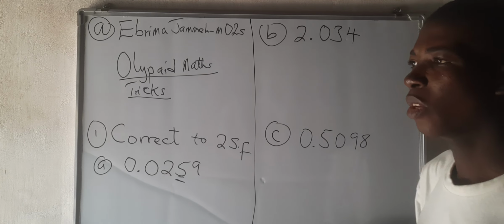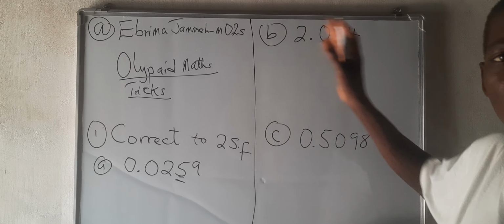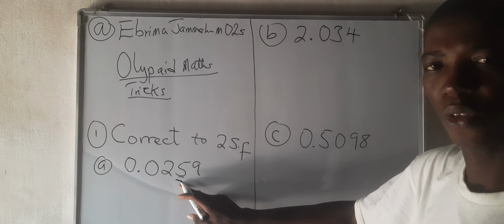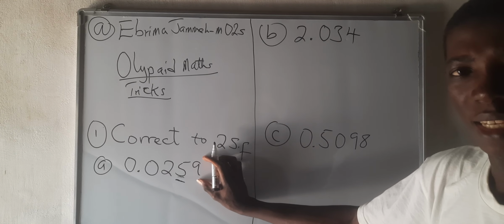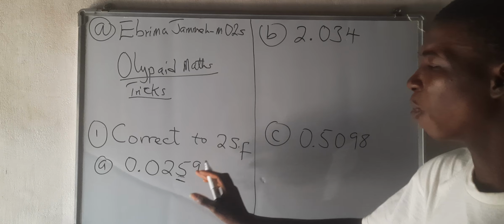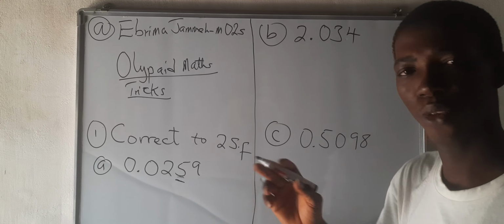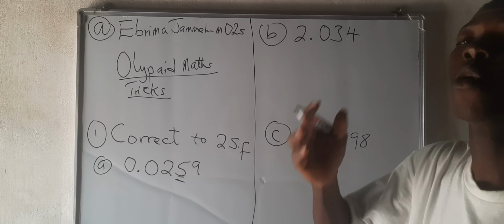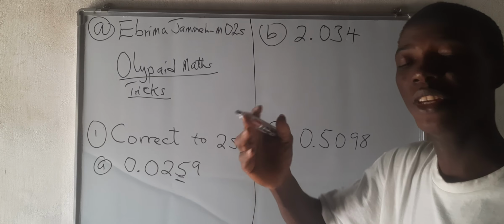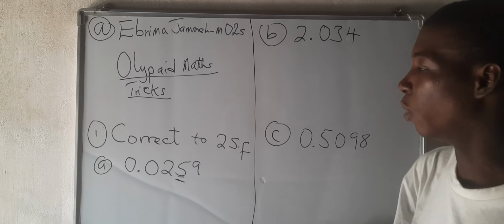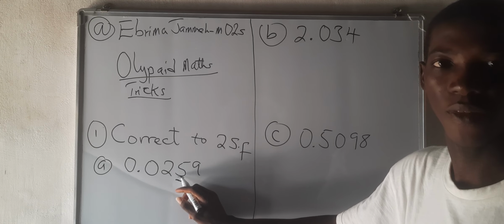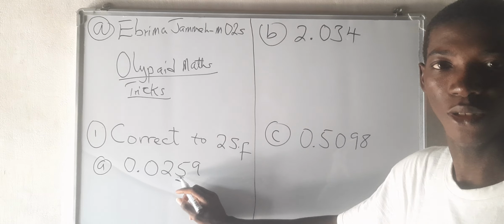Now, you check the number next to it. This is our point of concentration. The number next to it is 9. So if the number next to the point of concentration is 5 or more than 5, we round up. That is, we add 1 to the number that you underline.